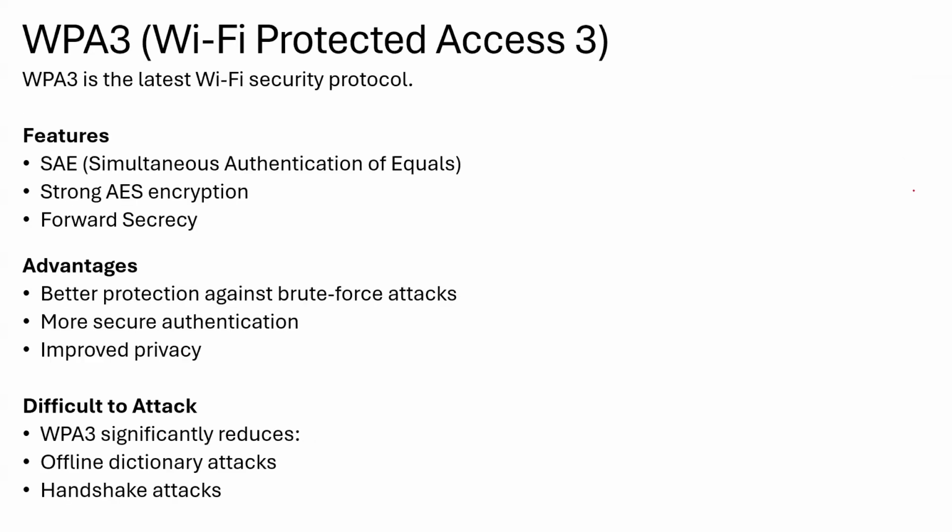Now let's talk about WPA3. This is the latest Wi-Fi standard, the wireless protocol that is used nowadays. It uses SAE encryption, that is Simultaneous Authentication of Equals. It uses stronger AES encryption than the previous one. It uses forward secrecy.